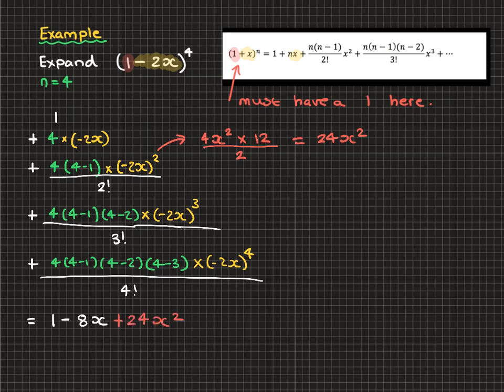Let's take a look at the next term over here. So your negative 2x cubed will give you negative 8x to the power 3, and we're multiplying by 4, by 3, and by 2, and we're dividing by 3 factorial, which is equal to 6. So this simplifies down to give us negative 32x cubed. And why don't you have a go at simplifying the last one and then check your answer. So hopefully you've got this correct. The final term is positive 32x to the power 4. And here is our expansion completed using a slightly different method.